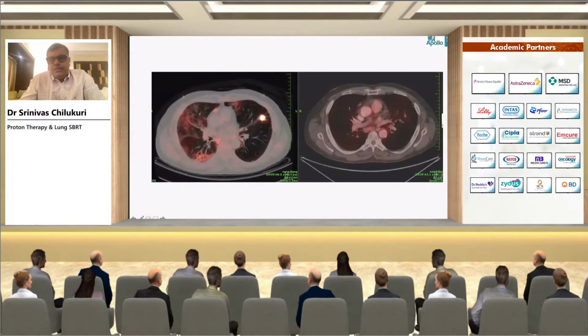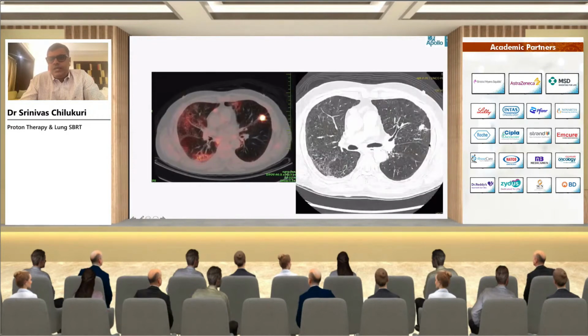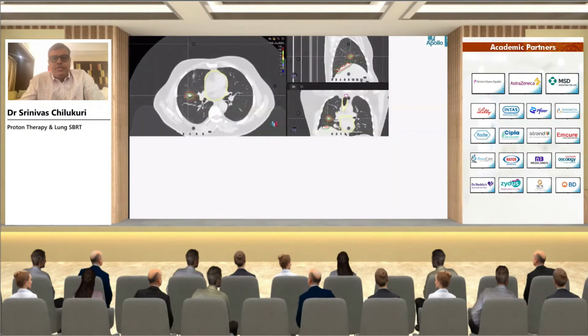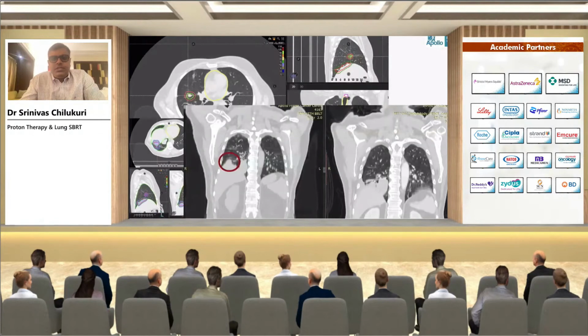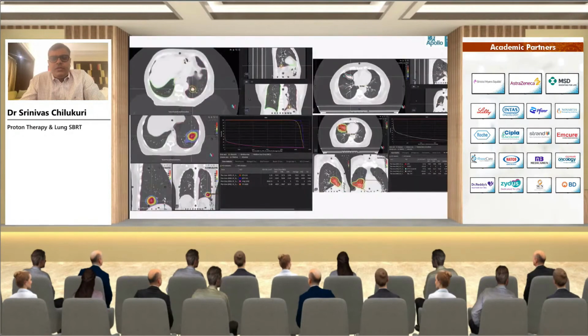There is a complete response, and you can see that there is hardly any reaction around the tumor after proton beam therapy. Similarly, we have treated multiple tumors. You can see the multiple tumors here, and we have been able to treat these patients with SBRT. Of course, some of them were also oligometastatic, where we had to treat for oligoprogression.